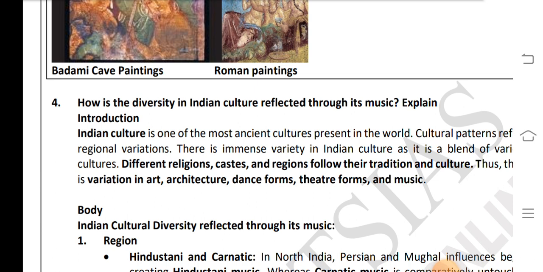Additional detail. Ajanta Caves painting, Vijayanagara painting, Badami cave painting, Roman paintings.